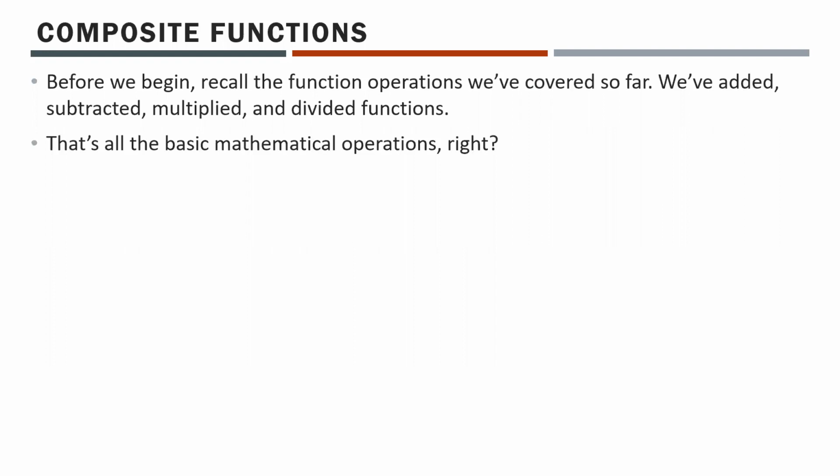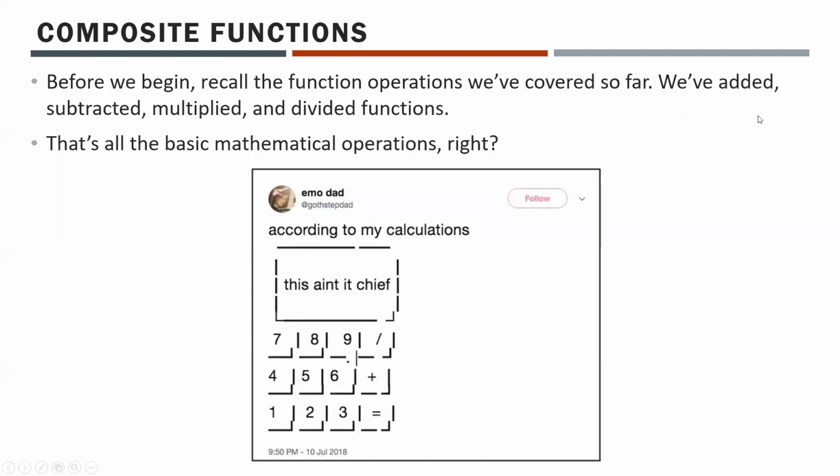And then you could talk about squaring functions, like taking it to a power of 2, but that's really the same thing as multiplying functions. You're just multiplying the same function. So it looks like we've actually covered all of the operations, right? Well, let me just tell you, this ain't it, Chief. There's actually one more operation that we haven't quite done yet that we do need to cover.